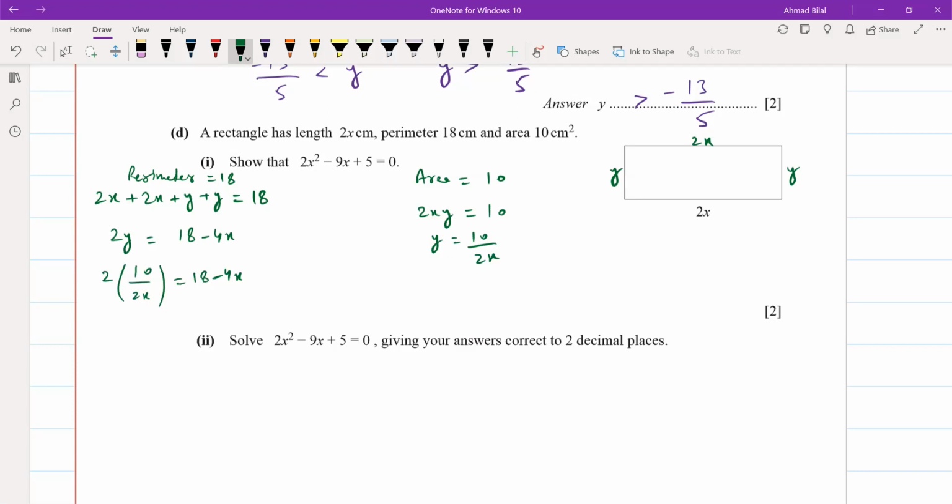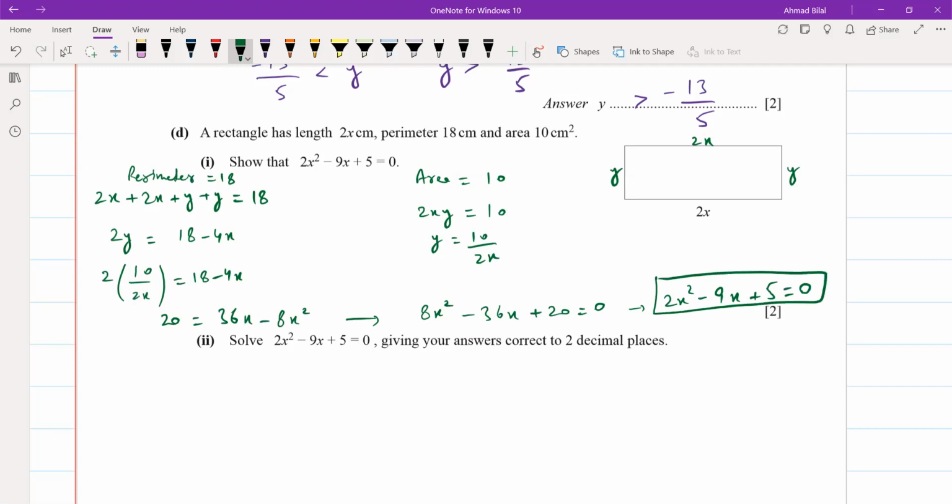We can simplify this. इसको simplify करेंगे आपके पास ये फॉर्म आ जाएगी. So we have 20 equals 36x minus 8x square. Let's take everything to the left side. We get 8x square minus 36x plus 20 equals 0. We can divide everything by 4, and that will give us 2x square minus 9x plus 5 equals 0. That's what we had to show. It should have been one more mark than this, but yeah, that's what we get. ये आपकी equation show करनी थी.